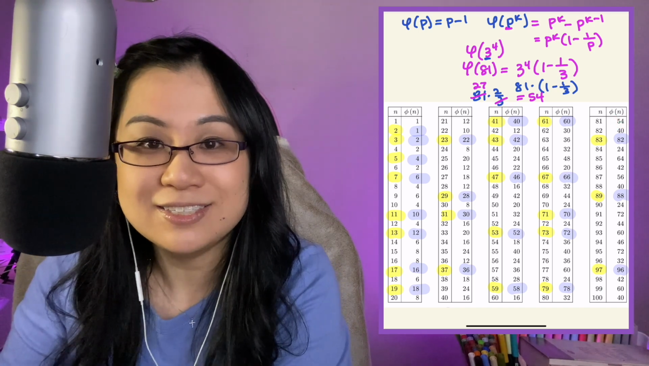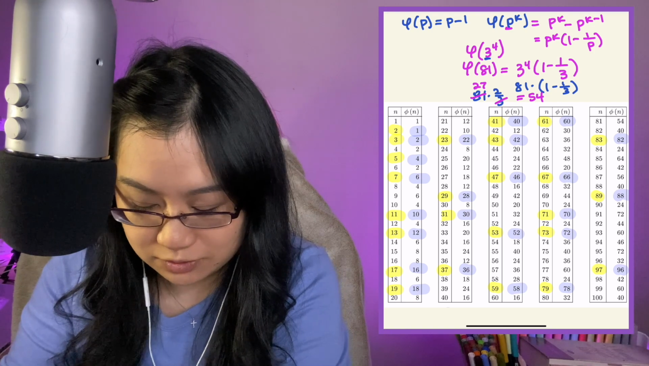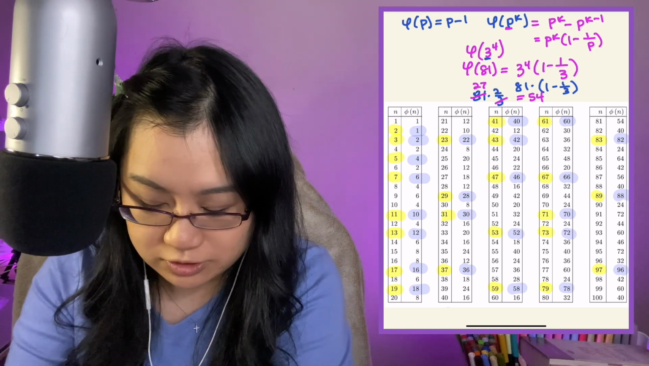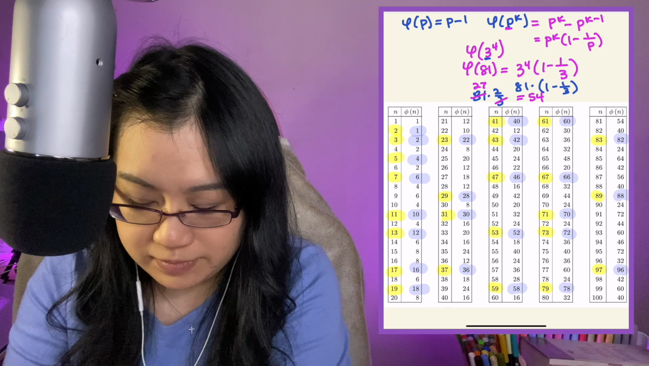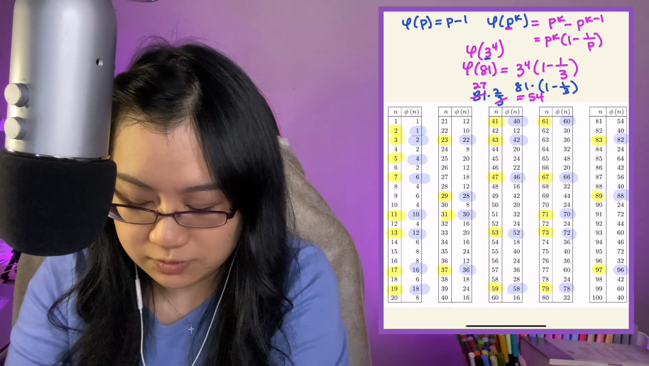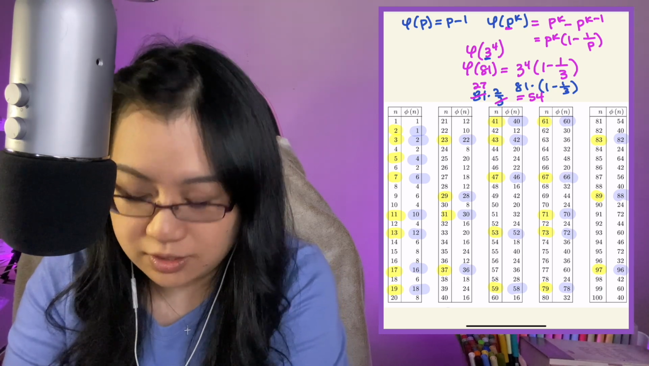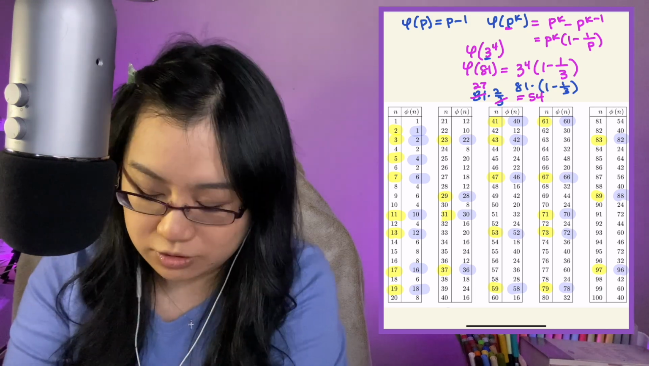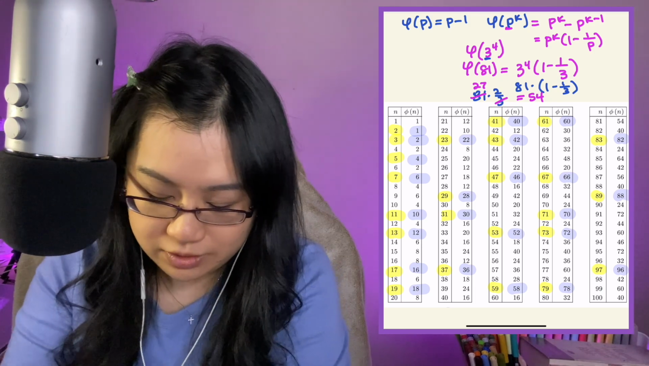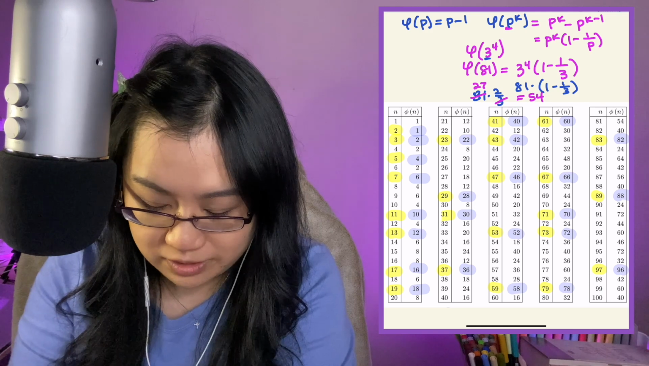Yes, nice. So you can do stuff like that, which is just so cool. Or you could just do 81 minus 3 cubed, which is 27. So 81 minus 27 should be 54 as well. So that's one other pattern.